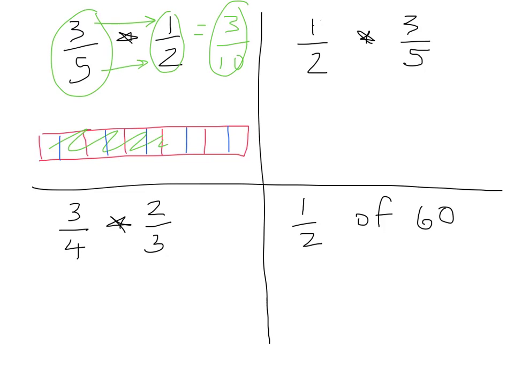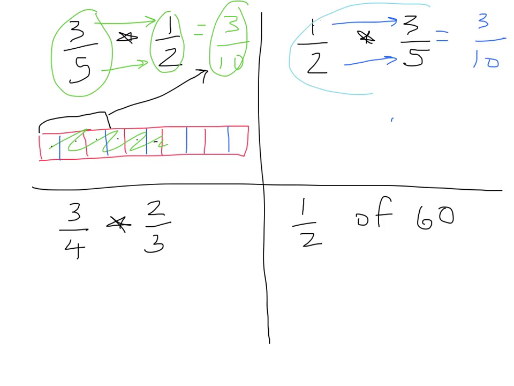And now you can see instead of having 5 sections, I have 10 sections, and I'm only going to take half of those green ones. So instead of having 1, 2, 3, 4, 5, 6, now I'm only going to take 3. So I'm taking 3 out of 10, which is the same thing that we found. I can also see here that 1/2 times 3/5, 1 times 3 is 3, 2 times 5 is 10. The reason why I picked this problem on purpose was that this problem here is the same thing as this problem here. All I did was switch the order of the fractions, but I got the same exact answers.